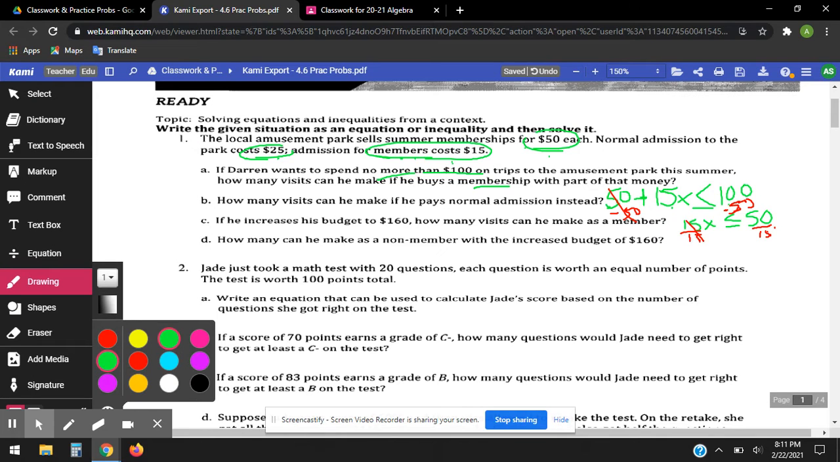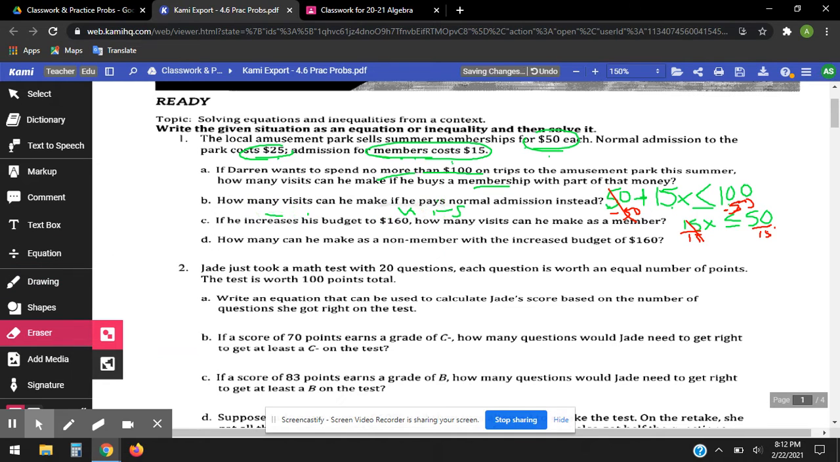And so 50 divided by 15 is about 3.3. So x has to be less than or equal to 3.3. Now, can he take 3.3 visits? No. So he can only go 3 visits if he buys the membership and wants to pay no more than $100. Nope, I did that on the wrong line, didn't I? It's up here. X is less than or equal to 3.3, which means he can take 3 visits.